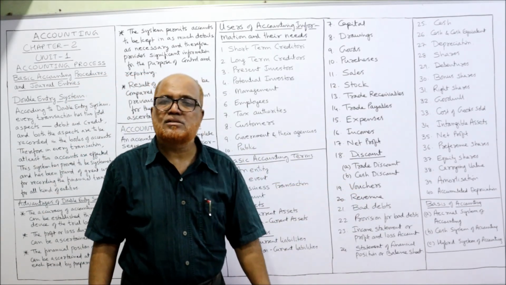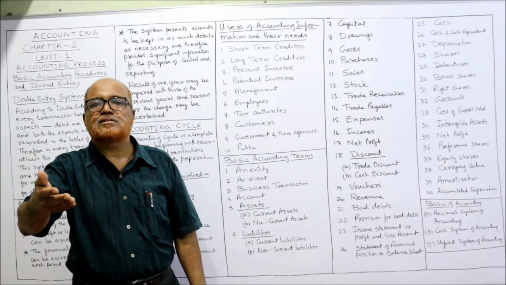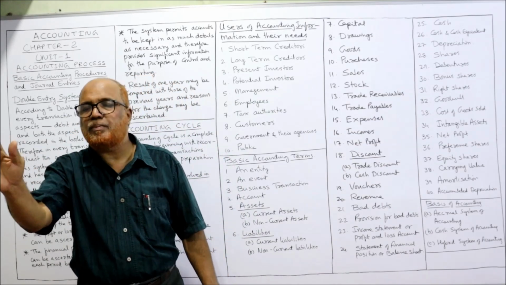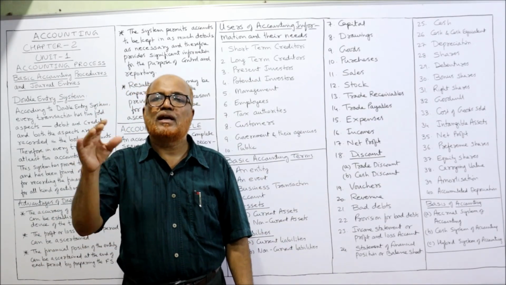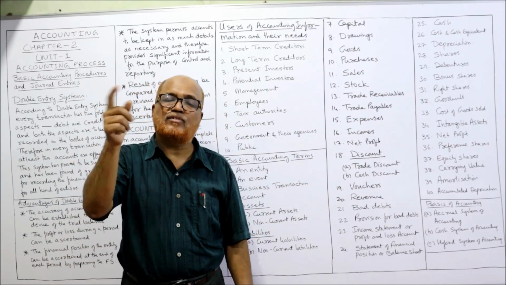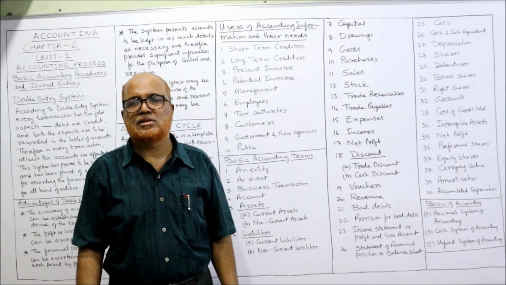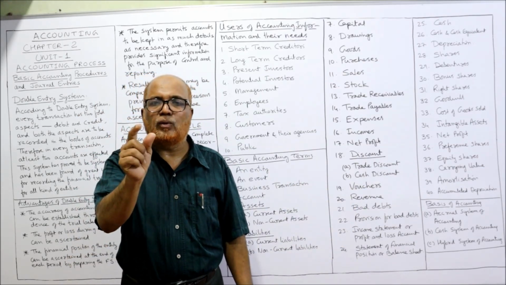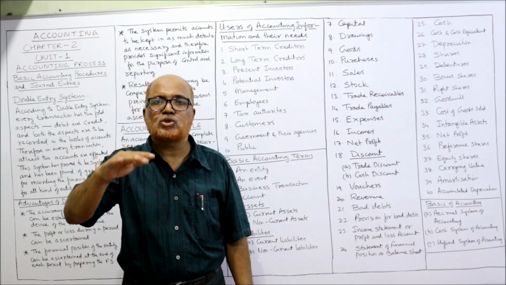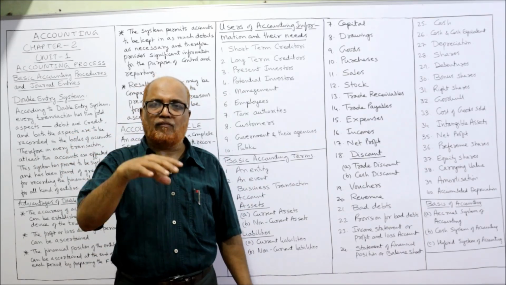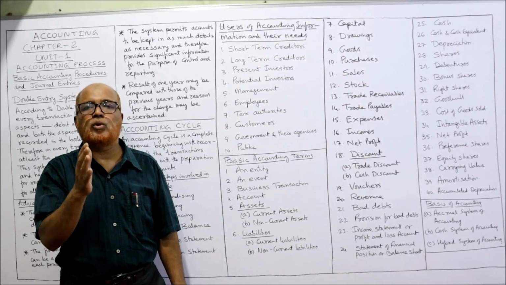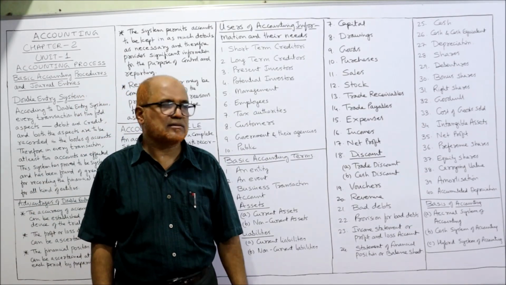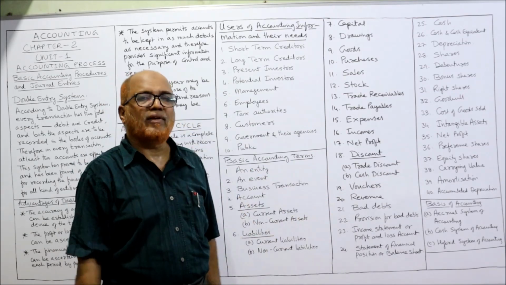Next, equity shares. The second type of shares, those shares which are not preference shares, are called equity shares. The equity shareholders will get the dividend after paying the dividend to preference shareholders. The rate of dividend on equity is not fixed. It will fluctuate. It depends on the profit of the company, and also on the discretion or proposal of the directors.